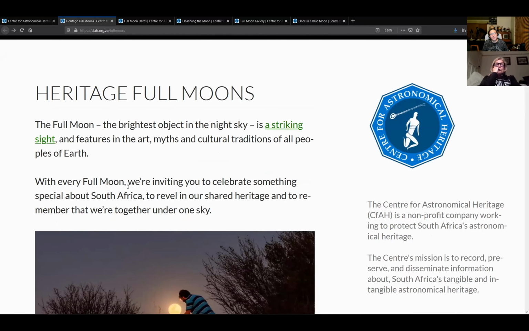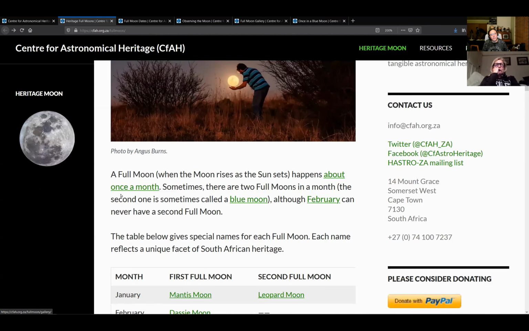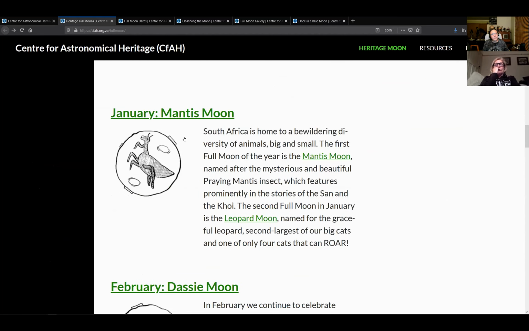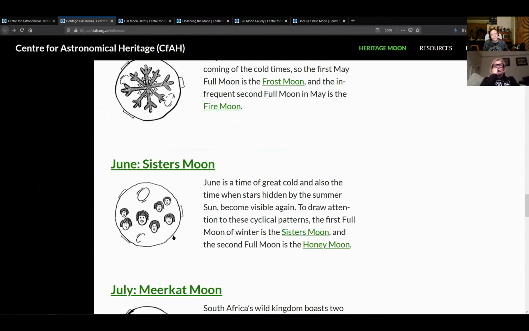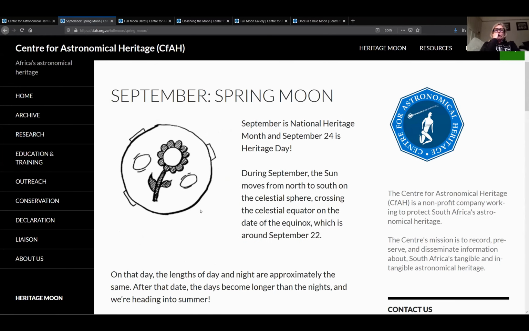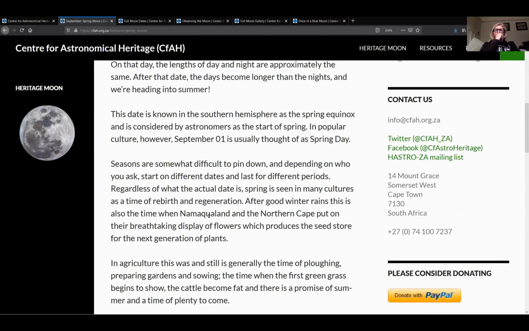What I actually wanted to show you, if you go to the Heritage Full Moon page, nice photo by Angus again, is a handy table giving you the names for each of the moons, both for the first and the second. And then you can find the individual moons listed here. So where are we now? We are in September. So we can see in September, we've got the Spring Moon. And if you follow that link, you'll get a description of why this month was chosen to be a Spring Moon.